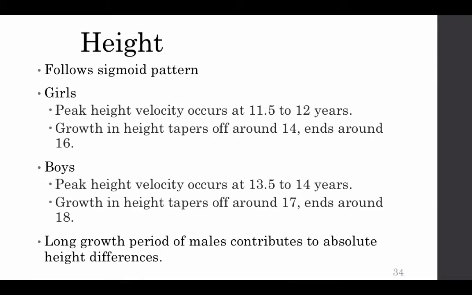Height follows the same sigmoid pattern and peak velocity of the change in height that occurs. The peak velocity of the change in height occurs around 11.5 to 12 years, and growth tapers off around 14 and ends at 16 for girls. For boys, the peak velocity of change in height occurs a little bit later, at 13 to 14 years, and growth tapers at 17 and ends around 18. The long growth period of males contributes to the higher absolute height difference in males compared to females.